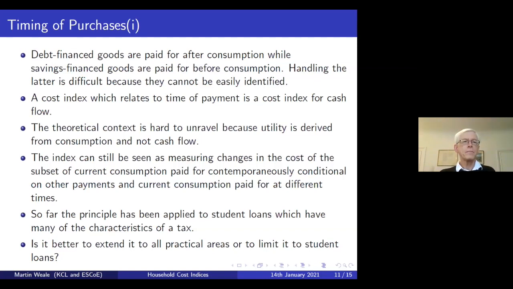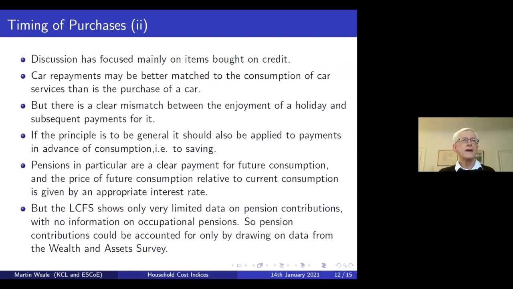But is it better to extend this timing principle to all practical areas or to limit it to student loans? Well, discussion otherwise has focused mainly on items bought on credit. Now, it's perfectly possible that for some items you get a better fit against the consumption profile. Car repayments, for example, may be better matched to the consumption of car services than is the purchase of a car. So you may actually be matching your consumption better by looking at repayments. But on the other hand, it's hard to say that that's true if we look at a holiday.